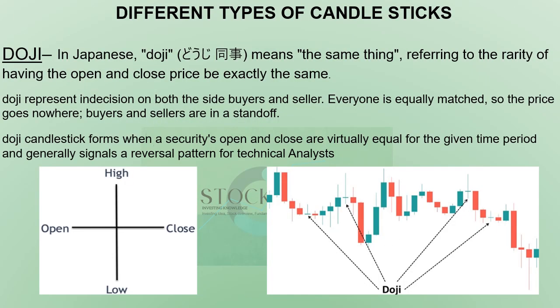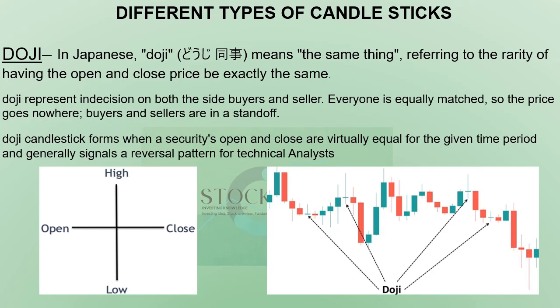Now we know the basics of a candle. Let's see the different types of candlesticks. Number one, doji. In Japanese, doji refers to the rarity of having the open and close price be exactly the same. And doji represents indecision on both sides, buyers and sellers. Everyone is equally matched, so the price goes nowhere. Buyers and sellers are in a standoff.